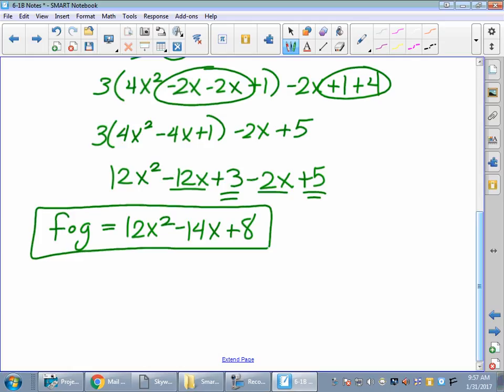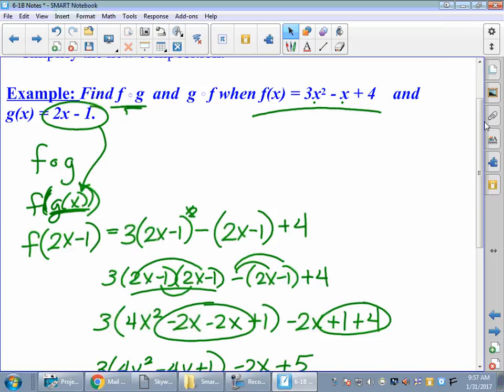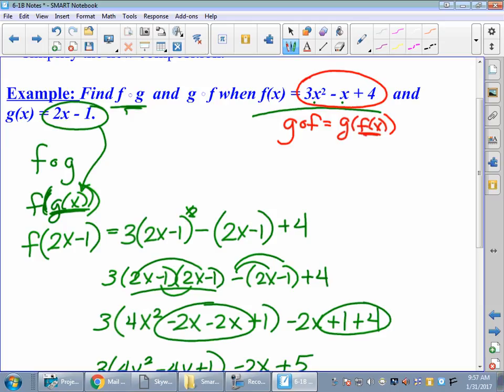Now g composition f is just the reverse order, and it's actually not as involved. So I'm just going to show that one up here. So g composition f would be g of f of x. You can see f of x sitting inside the g function. So I'm actually going to take this whole function f of x and plug it in there. Call that g of 3x squared minus x plus 4. And what that is saying is I'm going to replace the variable in the g of x function right here, that x, with that trinomial.